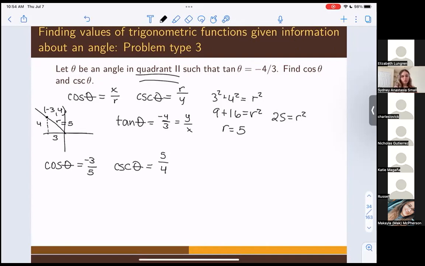Any questions on this one? How we needed to use the quadrant and the sign of tangent to deduce which value, the x value or the y value, is positive or negative. Sometimes you'll be given ratios that are positive or negative and a quadrant, and you will get to use that information to decide what the values are and which one's positive or negative.